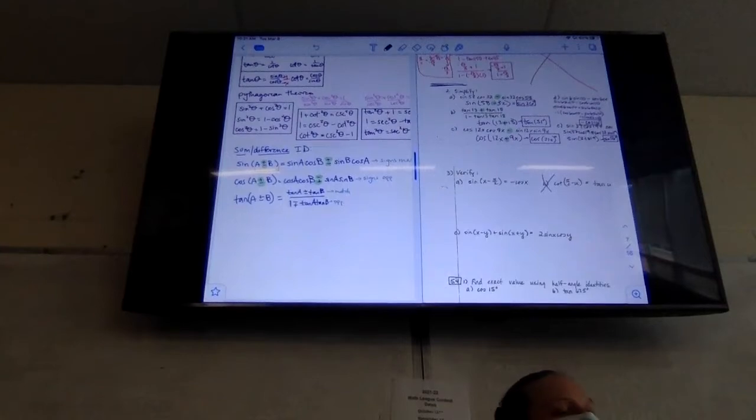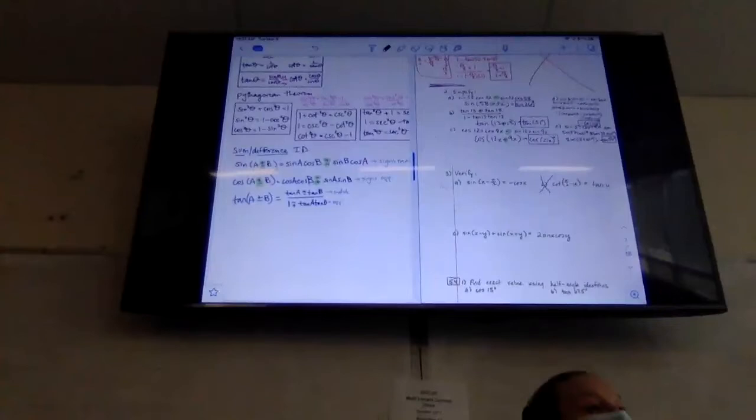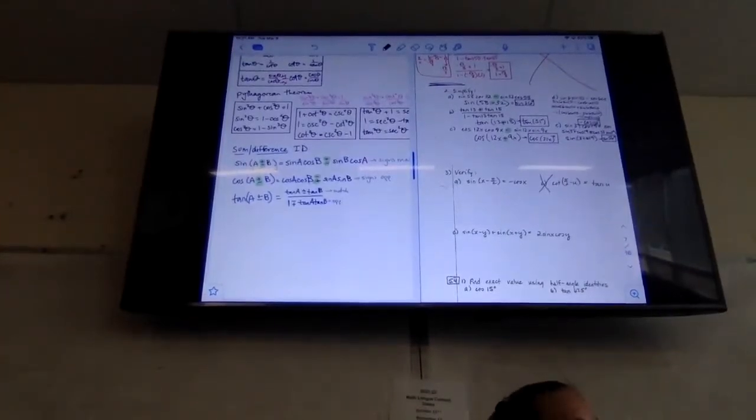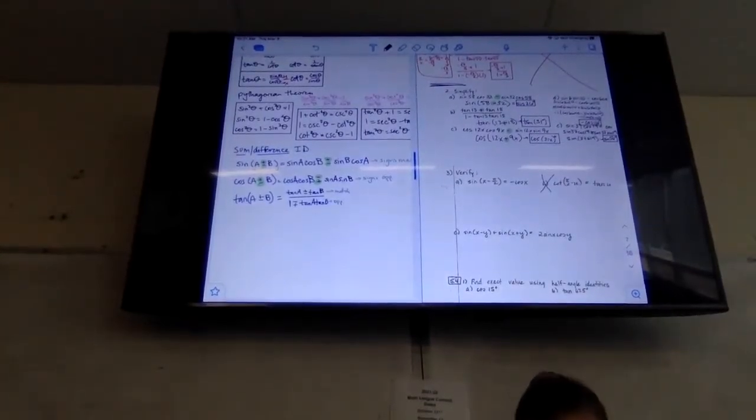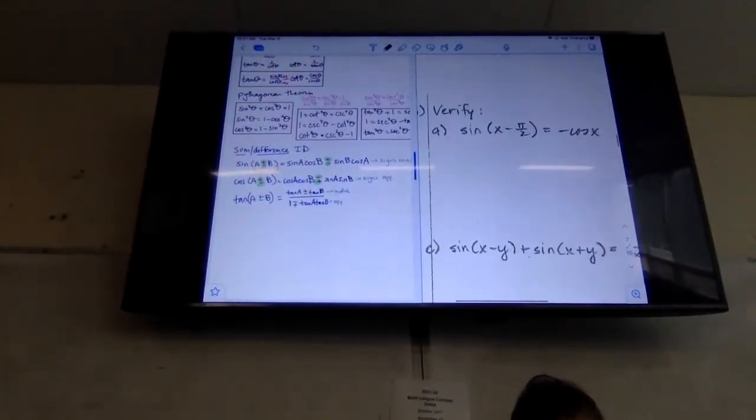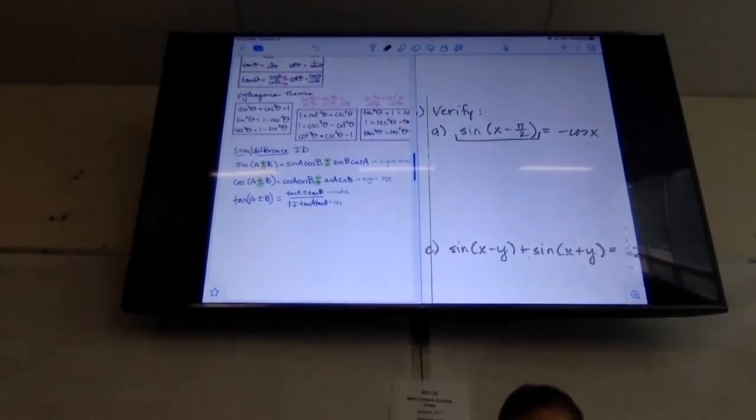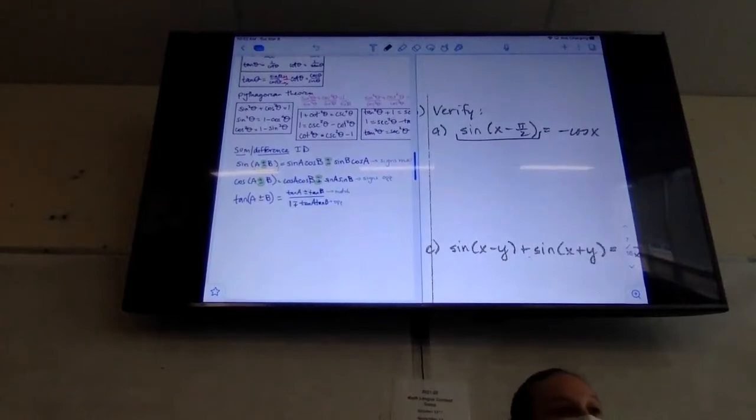So again, I need you to just pick one side of the equation. We're going to simplify that. And we're going to probably use one of the identities that we just learned this time, one of the sum or difference identities, in order to verify. So let's zoom in on number 3. I've got sine of x minus pi over 2 equals negative cosine x. Okay, I believe sine of x minus pi over 2 is the more difficult side.